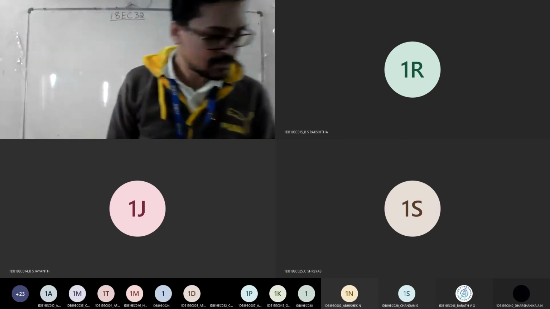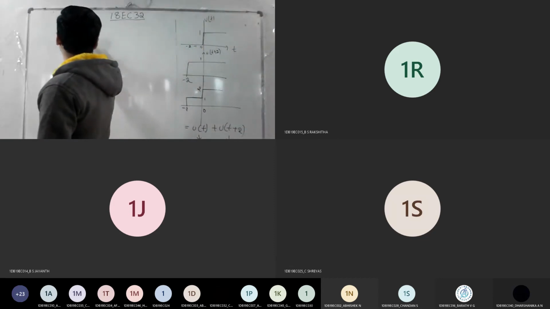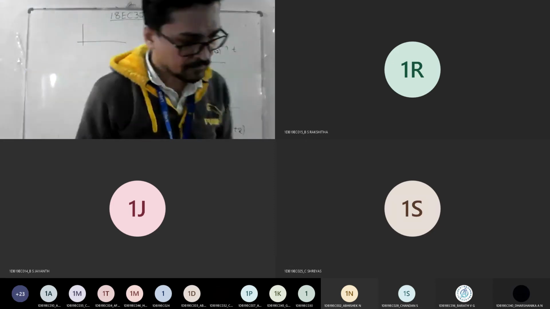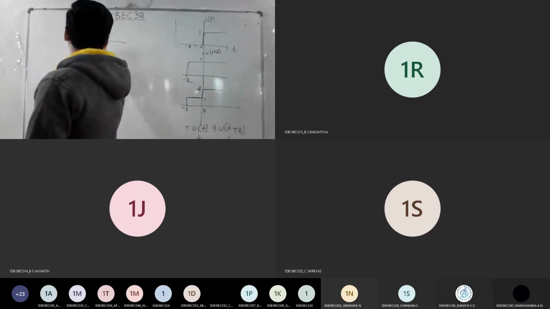So the question is, express the waveform shown below in terms of step function.